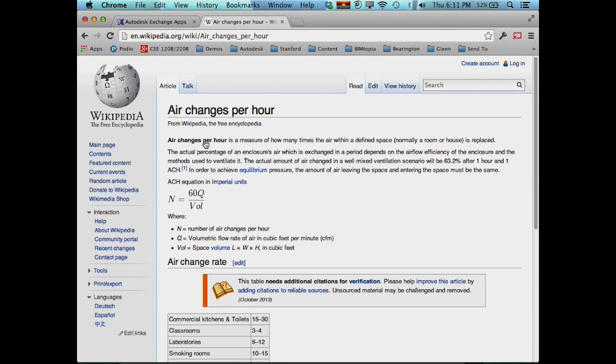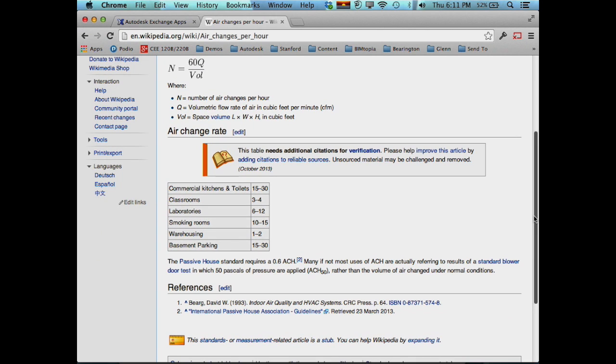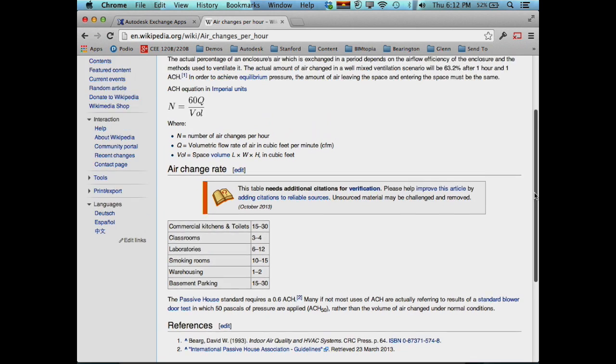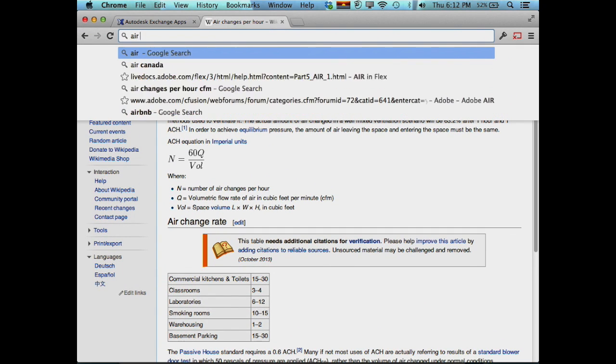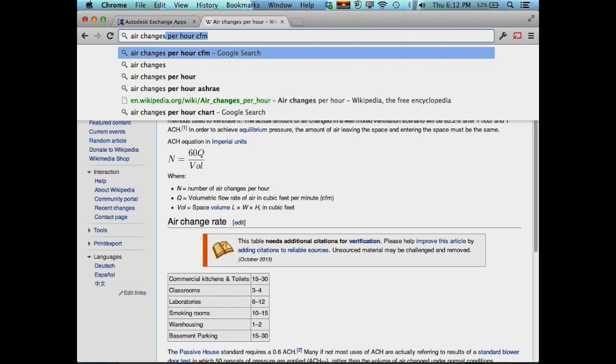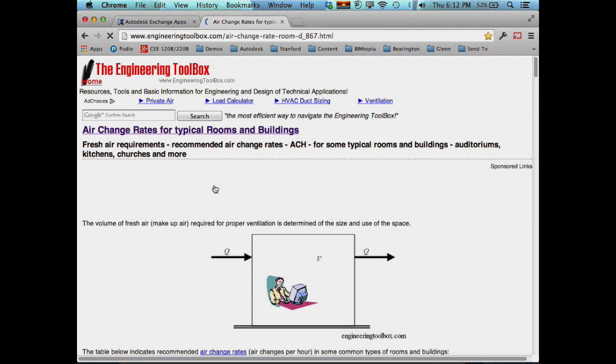There are two criteria that you have to worry about. One is the whole notion of just how much air overall has to move. Then the second one is how much fresh air has to be in the space. I'm going to go up to air changes as opposed to air changes per hour. I like that one better. For typical rooms and buildings.